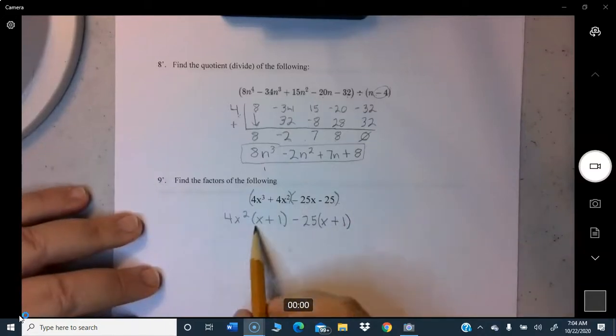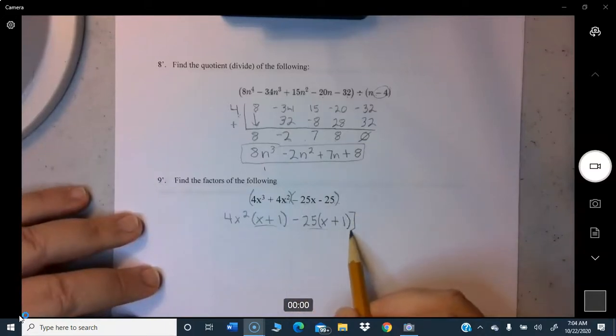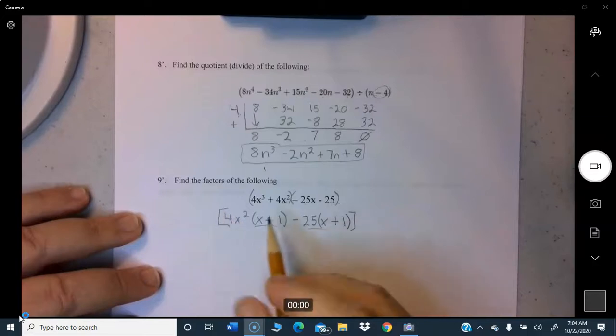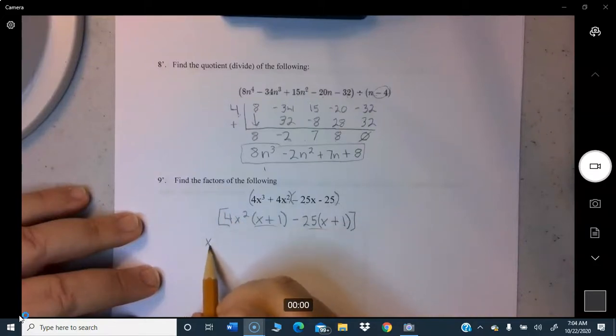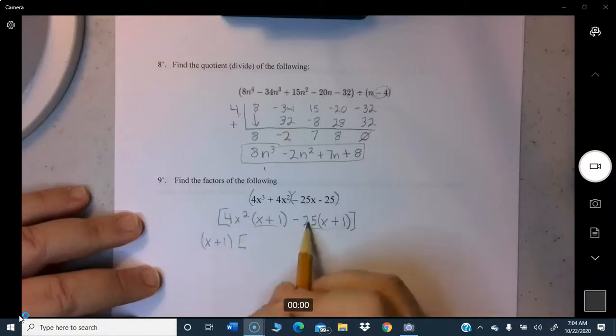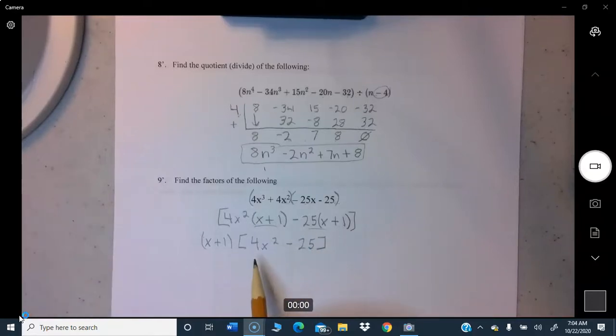Okay, so we have this in common. We put the square brackets around it. Bring the x plus 1 out. And inside we have 4x squared minus 25. Okay, this is going to have real roots because there's a negative sign. There is some number that when you square and multiply by 4, that'll be a positive number. Minus 25 will give you 0. But when there's a minus sign there, it's going to be real roots.